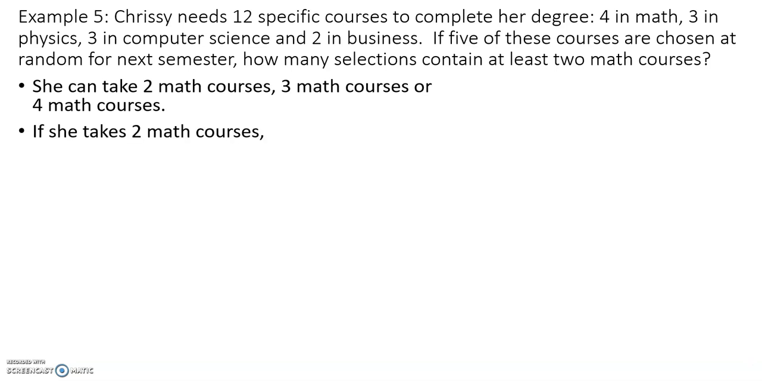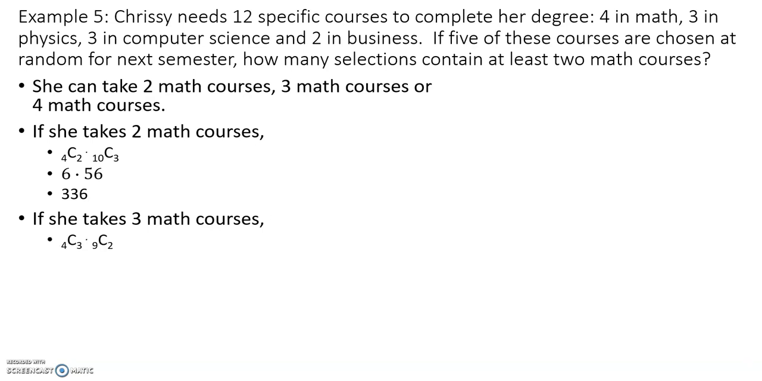If she takes 2 math courses, there are 4 that she can choose from, and that leaves her with 10 other classes that she's going to choose 3 of. Calculating those combinations is 6 times 56, which is 336. If she takes 3 math courses, there are 4 math courses and she can choose 3 of them. Then there are going to be 9 courses that she can choose 2 of. 4 times 28 is 112.